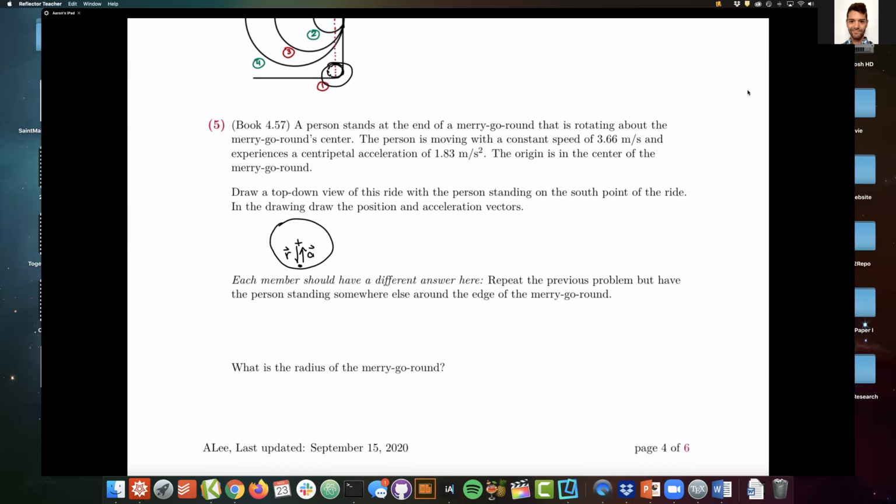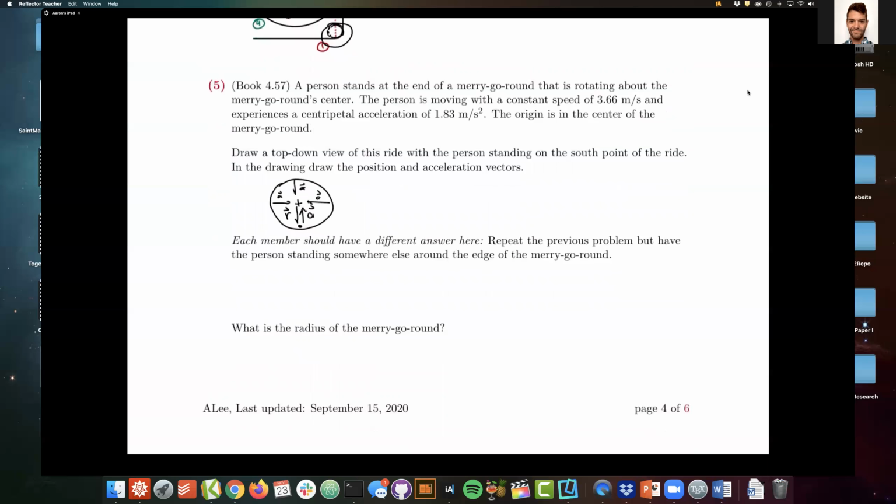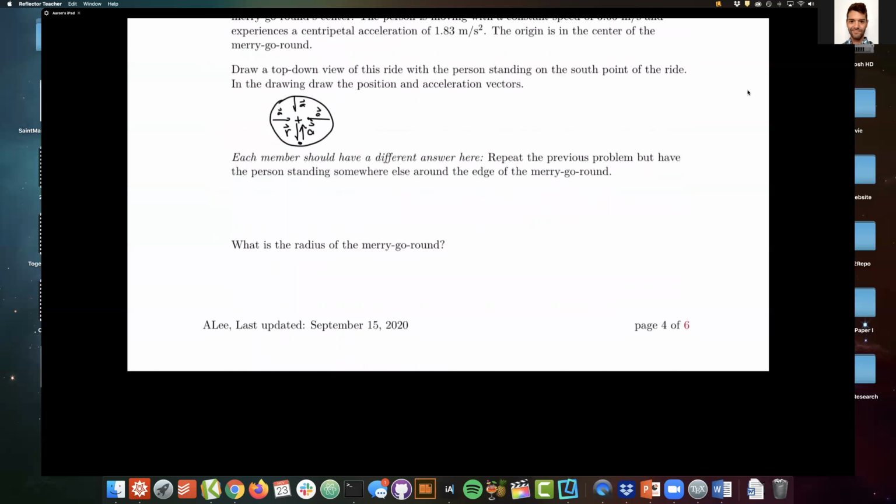Repeat the previous problem, with the person standing somewhere else. The takeaway is that the centripetal acceleration always points towards the center, as must be required for centripetal acceleration. What is the radius of the merry-go-round? That's just identifying that v squared over r equals a. You were given v and a, so you can solve for r.